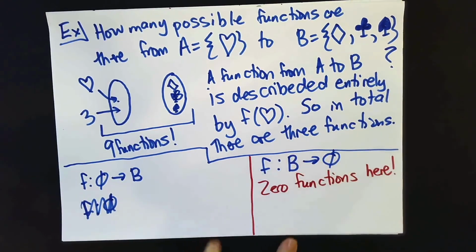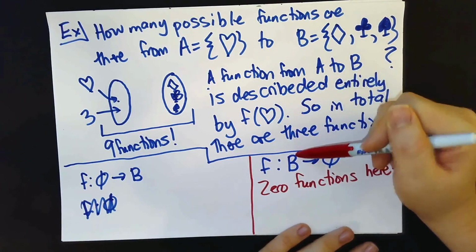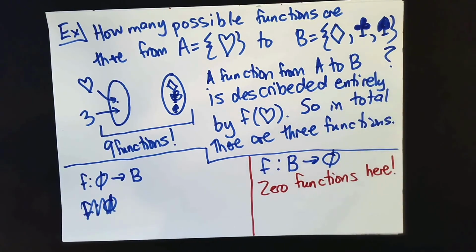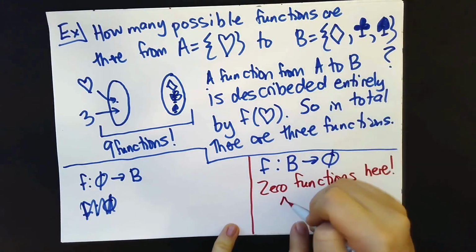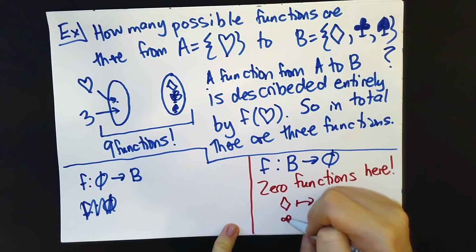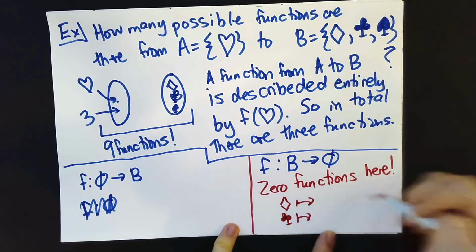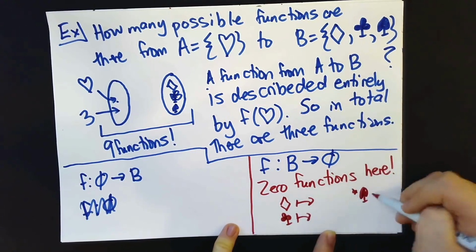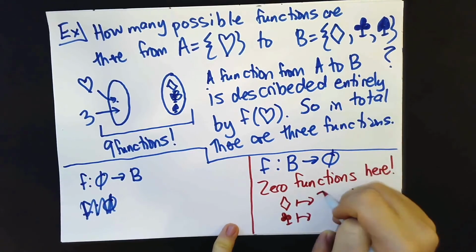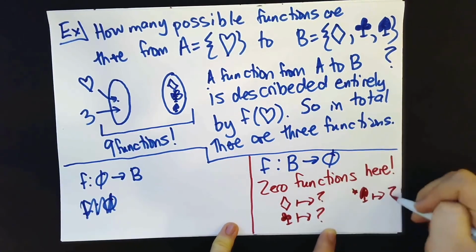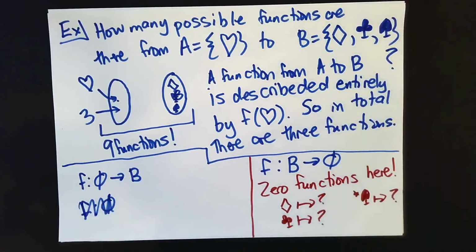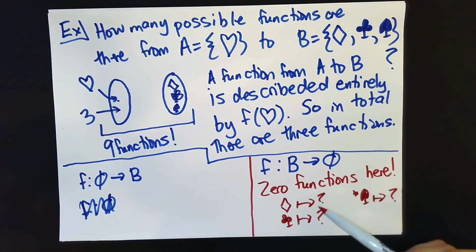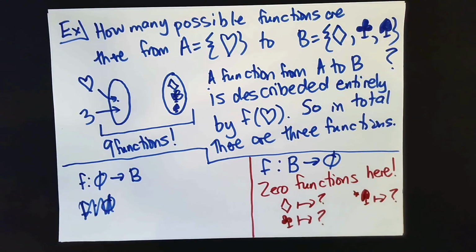Why is that? Well, in order to be a function from B to the empty set, what do I have to do? I have to tell you where each element of B maps. Where does diamond map? Where does club map? Where does spade map? And these question marks, they all have to be filled with elements of the codomain. That is, they all have to be filled with elements of the empty set.